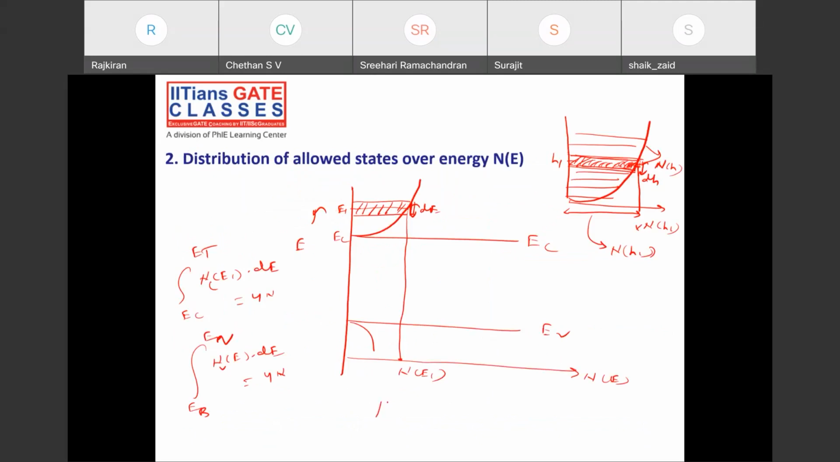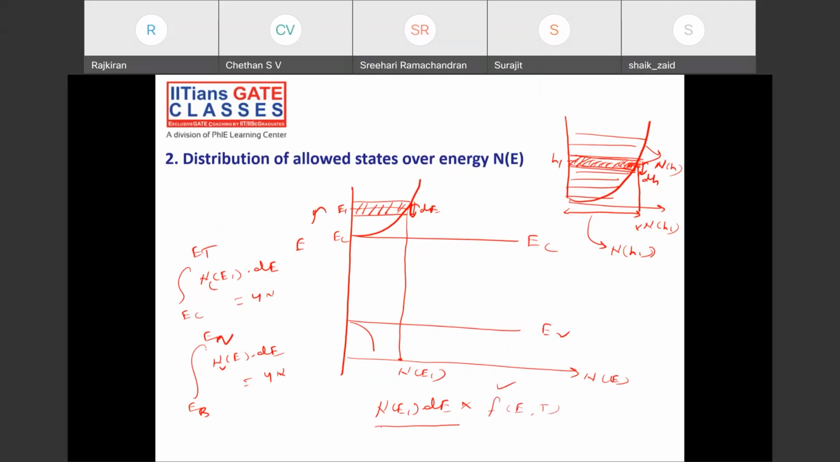The total number of states is N(E1) into dE. This is the total number of rooms available. To get the total number of electrons, what do I have to multiply? Probability. So this many rooms are available; out of these rooms, how many are filled? That is the probability of these rooms being filled. This is nothing but my Fermi-Dirac distribution function, which we will discuss next.